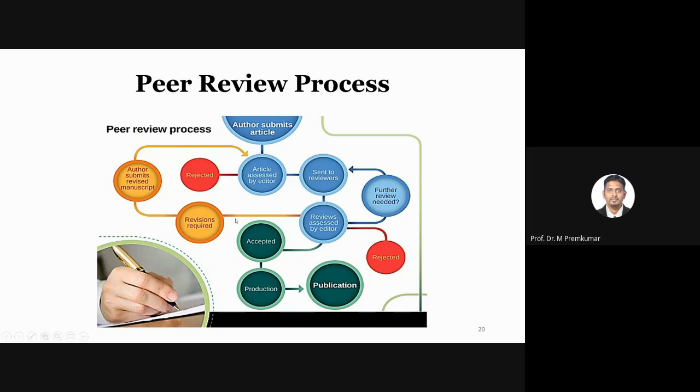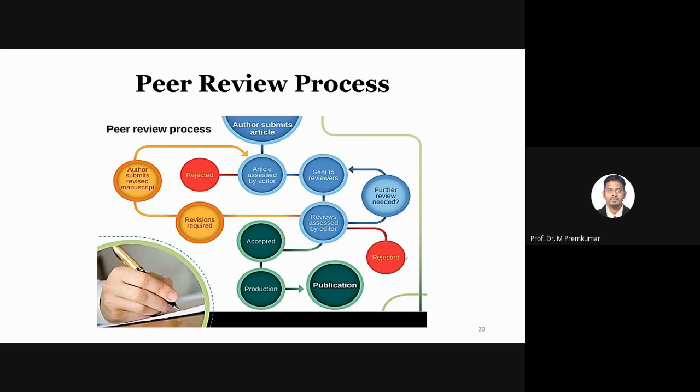Once a revision is requested, you do all the revisions and submit the paper again. Suppose it is rejected; the reviewers will have given comments, so take the comments positively, read them, work on all of them, and submit the paper to another journal.